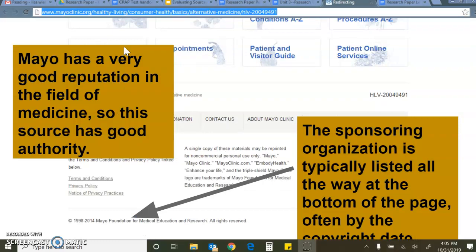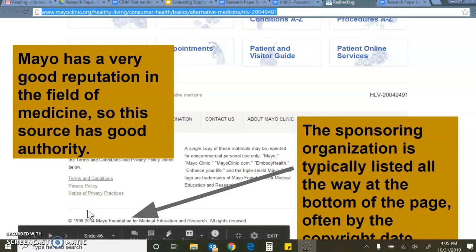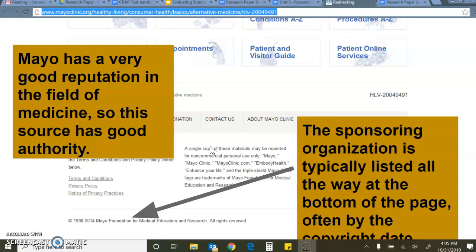And we can scroll down and see the Mayo Foundation for Medical Education and Research is the sponsoring organization. You can typically find the sponsoring organization next to the copyright date way at the bottom of the page here. Now, Mayo Clinic has a very good reputation in the field of medicine, so this source does have very good authority even though there wasn't a specific person listed on the article.